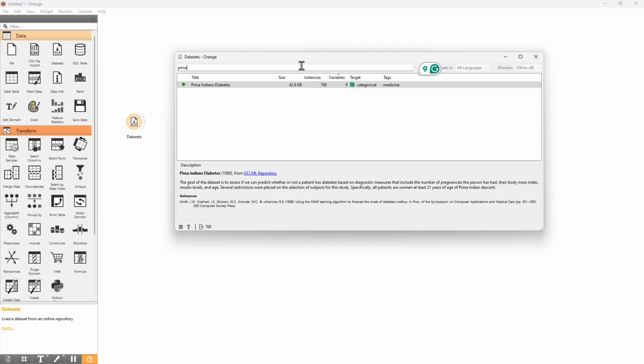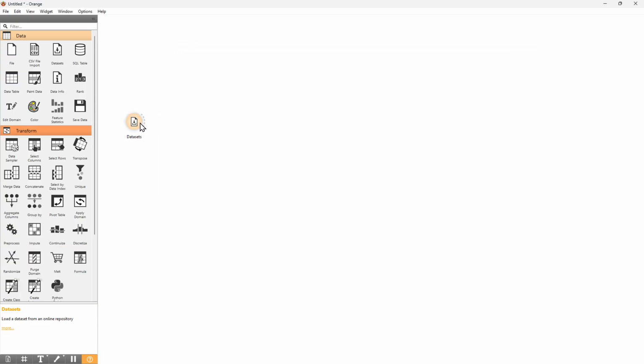The dataset that we want to work on today is the Pima Indians diabetes dataset. You see here it specifies the target type as categorical, so that means this is a good candidate dataset for classification purposes. Double click on it, make sure this is green. If it is green, it means it's loaded. So let's see how it looks.